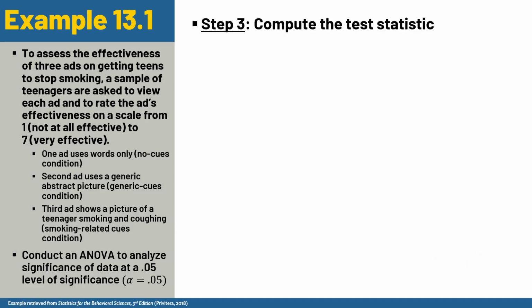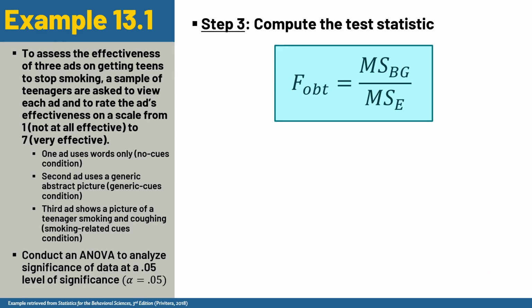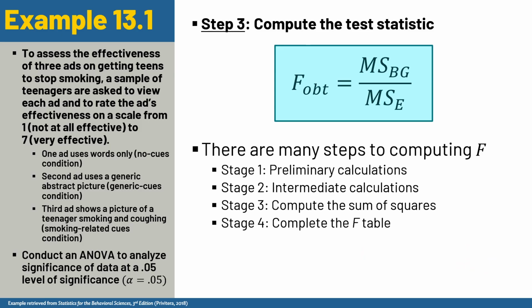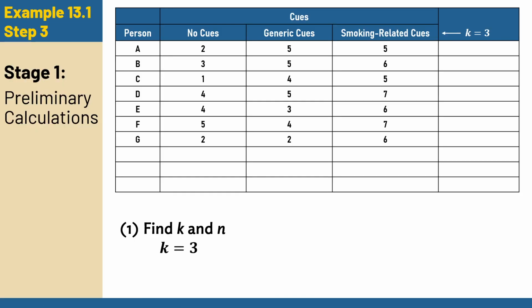And so let's compute that. Let's find our obtained value of F. So our basic formula here, similar to last week though, there's a lot of steps and micro steps to this. So I'll walk through this, hopefully without insulting your intelligence and over explaining. So first, finding K and N, that's easy. K is 3 because it's the number of groups.